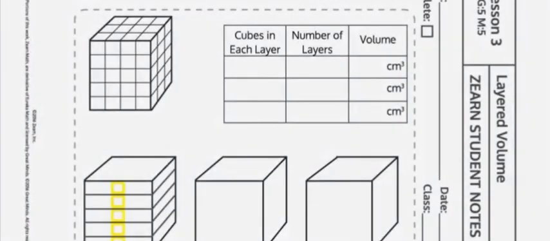Now, let's label each layer. We can see that there are 4 rows with 3 cubes in each row. So, each layer has 12 cubic centimeters. I'll write 12 in each layer like this. Your turn.